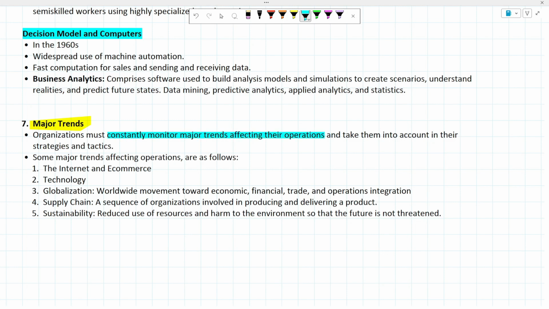So some major trends affecting operations are as follows. 1, the internet and e-commerce. 2, technology. 3, globalization, the worldwide movement toward economic, financial, trade, and operations integration. 4, supply chain, a sequence of organizations involved in producing and delivering a product. Sustainability, reduced use of resources and harm to the environment so that the future is not threatened.